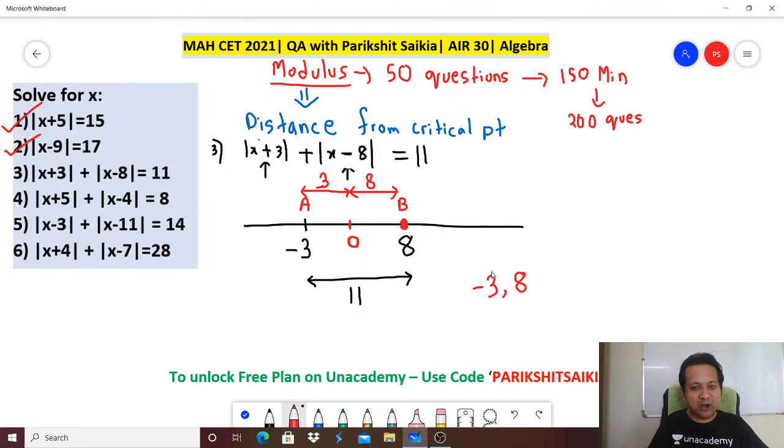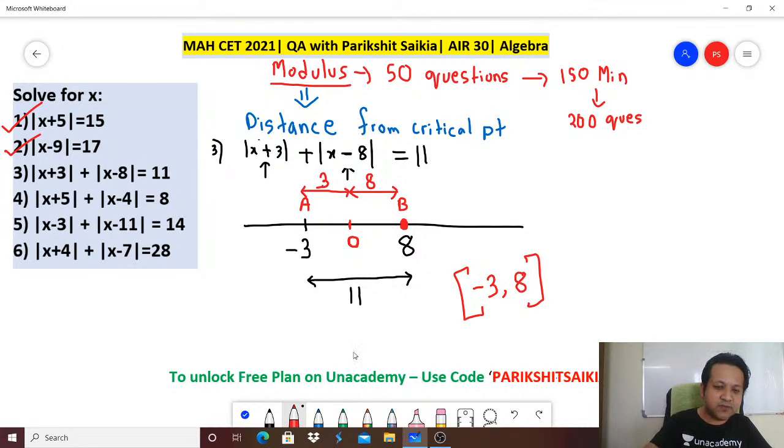Oh, I think I got the logic. It means all points from minus 3 to plus 8 will satisfy this inequality. Can you verify? Let's verify, okay? So once you verify, you'll understand. Mod of x minus 3 plus mod of x minus 8 is equal to 11.